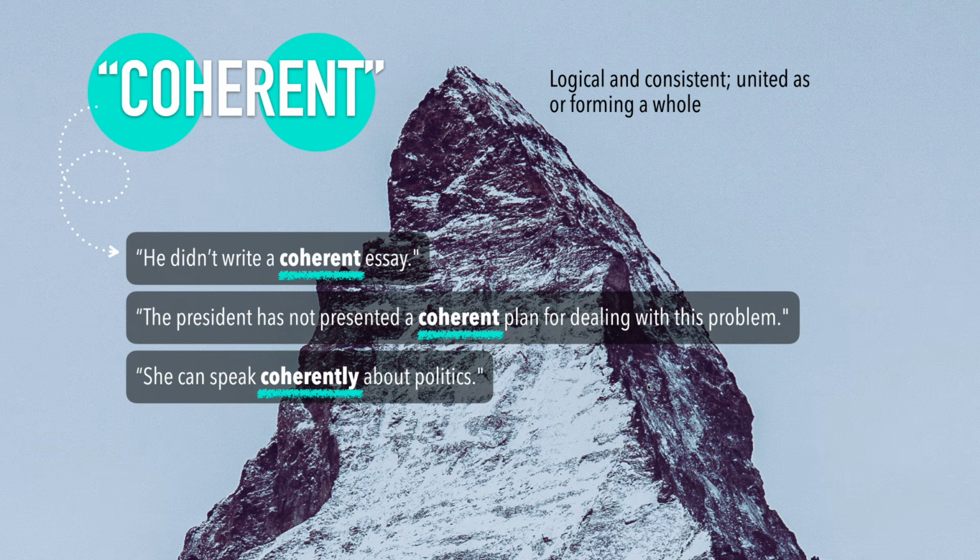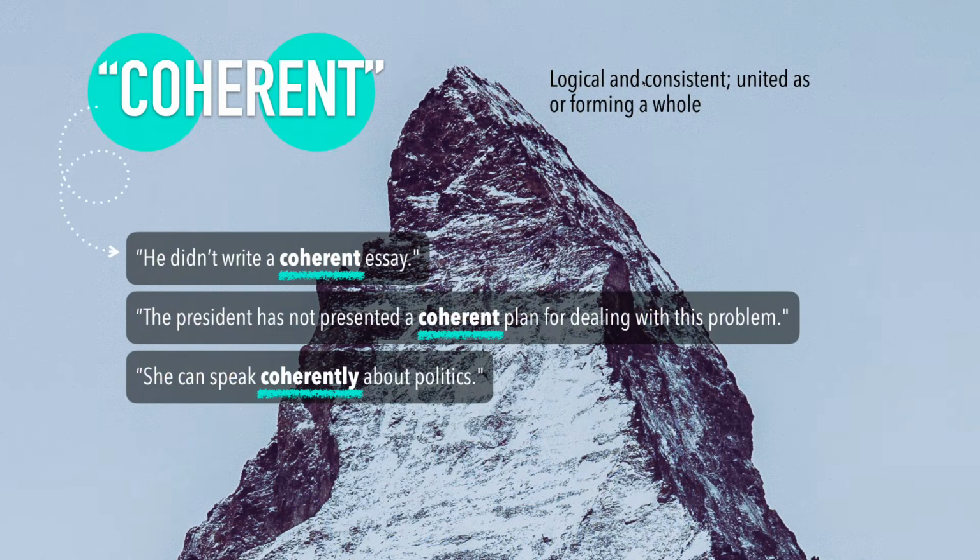In our third example, she can speak coherently about politics. She can speak in a logical manner, in a consistent way about politics. It means she's a very logical person, very organized. Again, the sentence is, she can speak coherently about politics. So we understand the term coherent, again, logical and consistent.